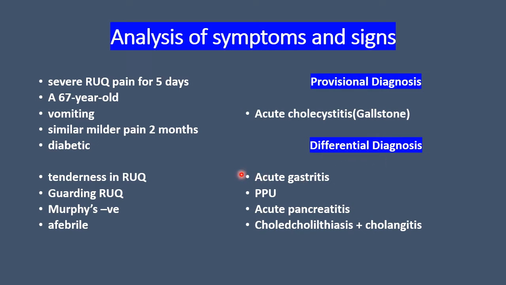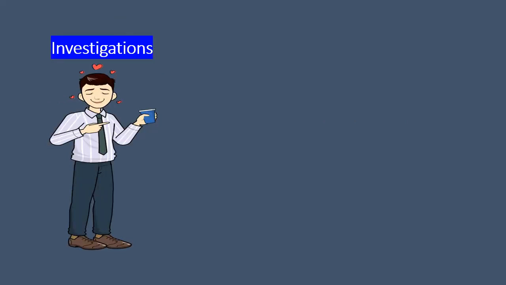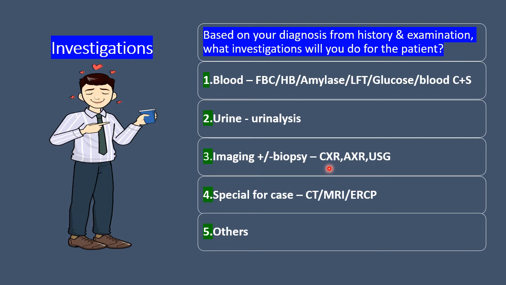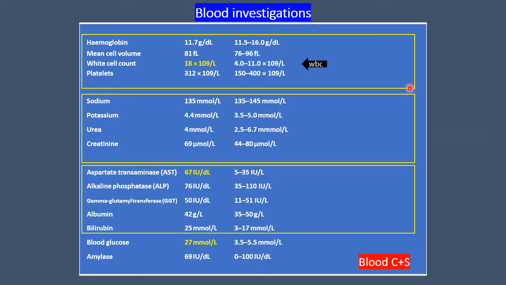The differential diagnosis would be acute gastritis, perforated peptic ulcer, acute pancreatitis, and cholelithiasis with cholangitis. Now, the investigations for these patients include blood tests, urine, imaging, and biopsy, special tests for the patient, and others may be necessary. In the blood investigations, important things to be done are the full blood count, the renal profile, liver function, and other tests.